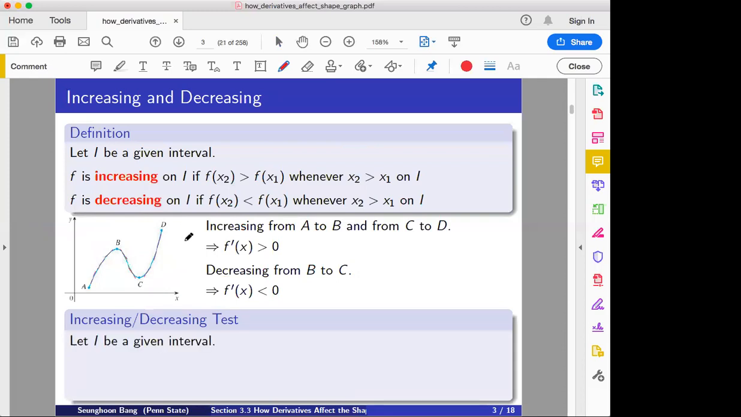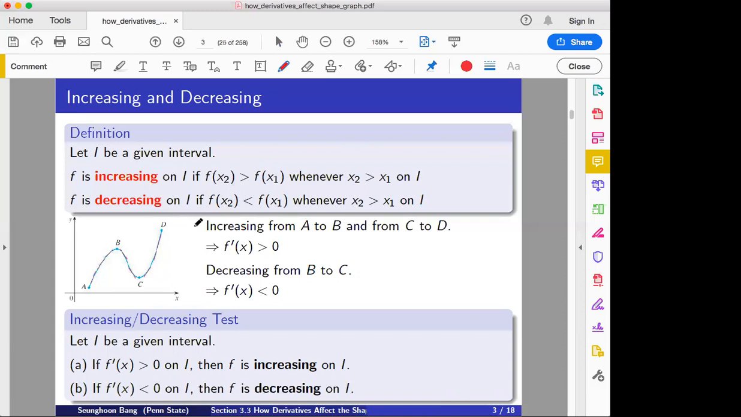Let I be a given interval. If f prime of x is greater than 0 on interval I, then f is increasing on I. If f prime of x is less than 0 on interval I, then f is decreasing on I. We call this the increasing, decreasing test. The key is: when f prime of x is positive, the graph is increasing. When f prime of x is less than 0, f is decreasing. This is the whole idea.